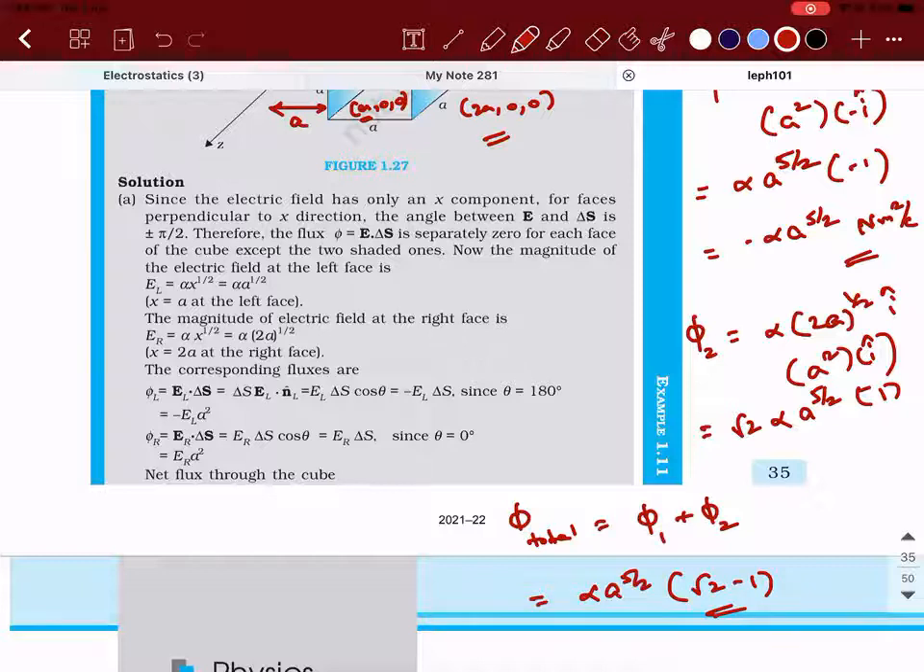So a power half into a square. Base is the same, powers will get added, no? A power half into a square is a power 5 by 2. Got it? Exponents, yeah. So alpha into a power 5 by 2 into root 2 minus 1 is going to give you the required answer. Clear, guys?